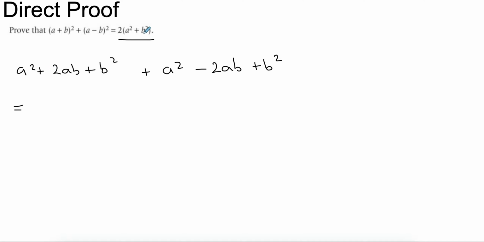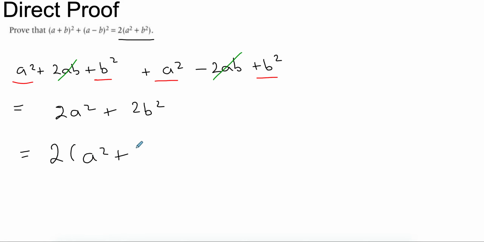And I can simplify this. I'm going to collect the like terms. So these will be collected, this will be collected, but if you notice, these will cancel out. So I end up with 2a squared plus 2b squared. And again, using algebra skills, you can notice that this can be factorized. And that's it. That's the end of the proof.